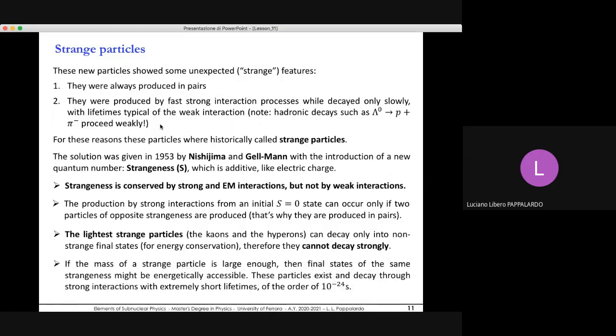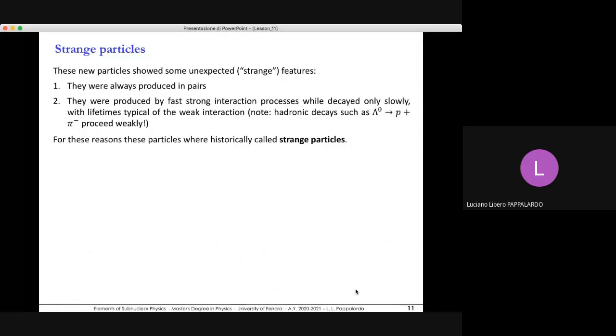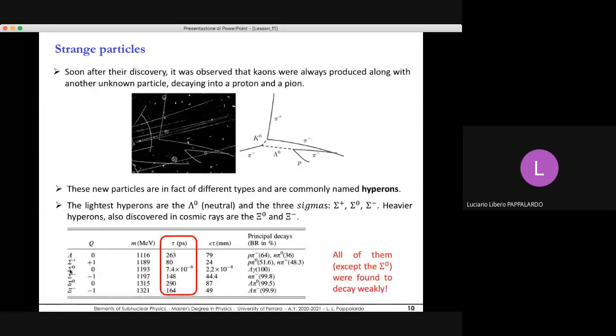Of course, if the mass of a strange particle is large enough, then a final state of the same strangeness might be energetically accessible, and in this case the decay can also occur through the strong interaction with a lifetime typical of strong interaction, so 10 to the minus 24 seconds. An exception to this is the sigma zero baryon that I showed before. The sigma zero is the only one that decays into a lambda, and so here the strangeness is conserved.